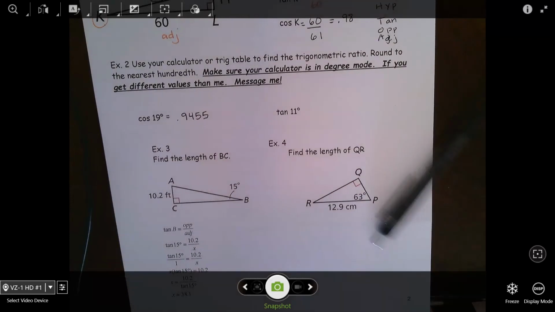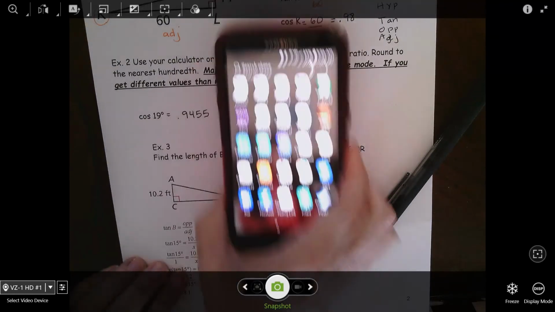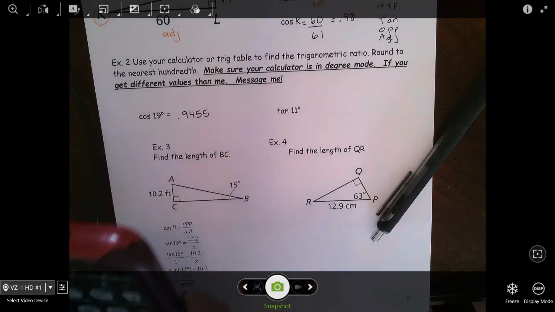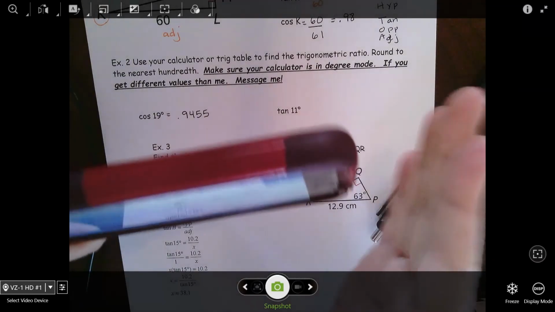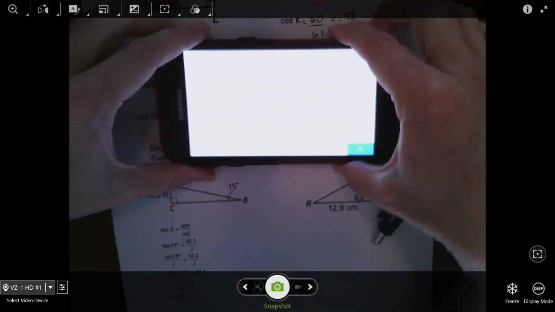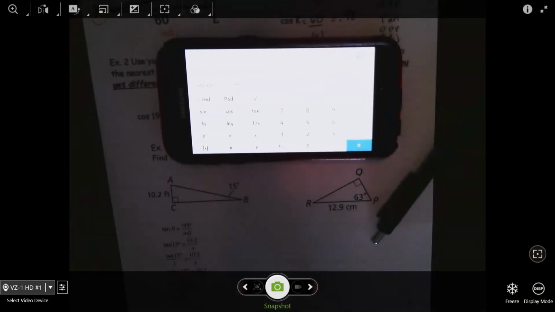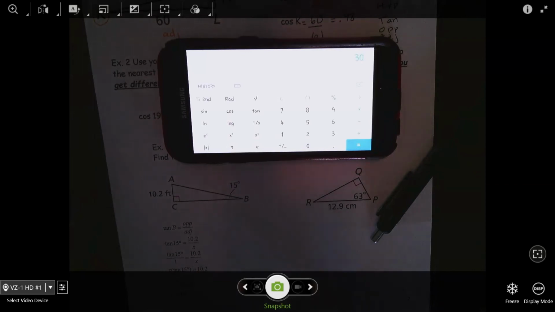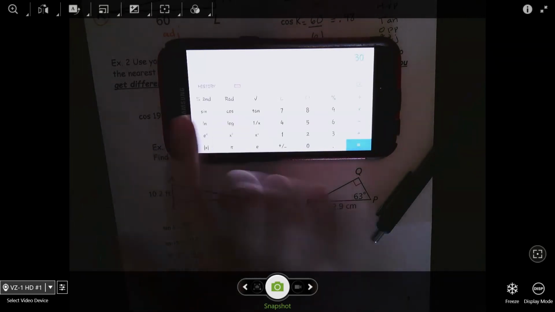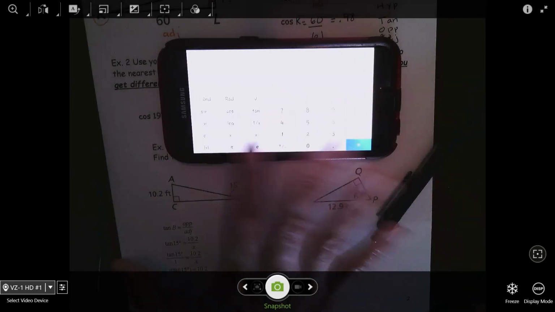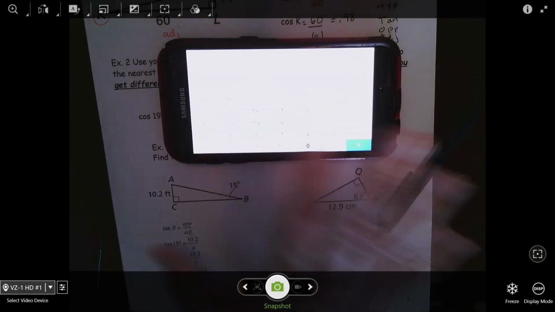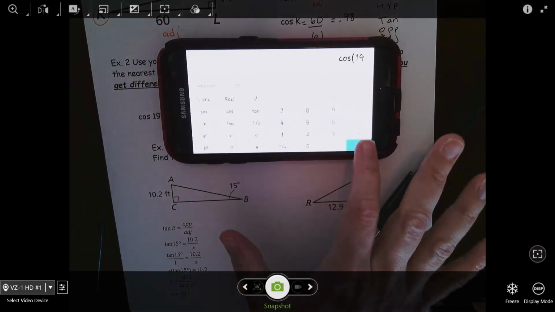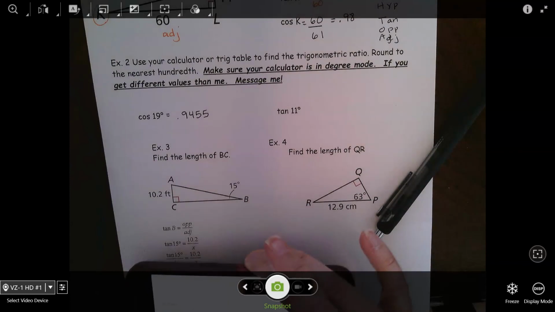Now, I know a lot of you might not have graphing calculators at home. Your scientific calculator should do the same thing. So, I've got my cell phone here, hopefully no messages are going to pop up. If you go to your calculator, my cell phone was already in degree mode, so yours should be too. So again, we're doing cosine 19 degrees. It's going to give you that same value.